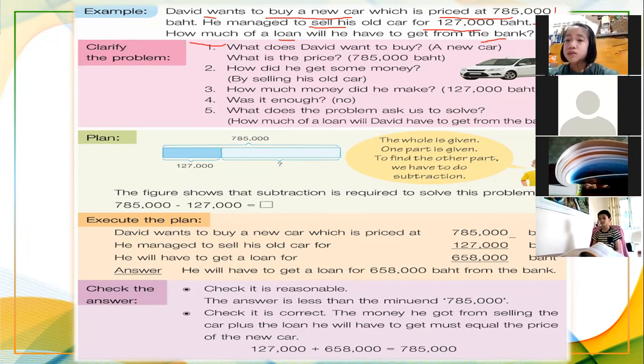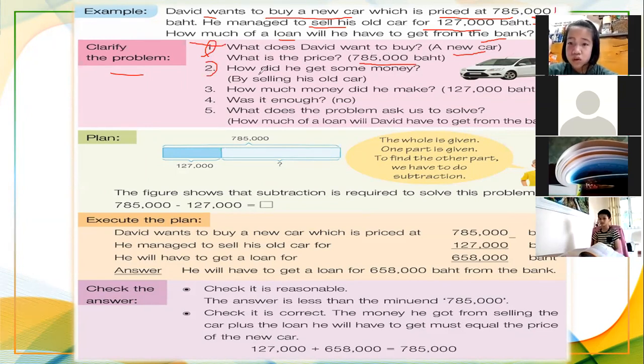Okay, so what do we have to find? How much money he needs to loan from the bank so he can buy the car. Okay, so number 1, what do we have to do? Clarify the problem. So clarifying the problem, the first thing: what does David want to buy? He wants to buy a new car. Okay, what is the price of the car? The price of the car is 785,000. You can see here, this is the new car he wants to buy. The price is 785,000 baht.